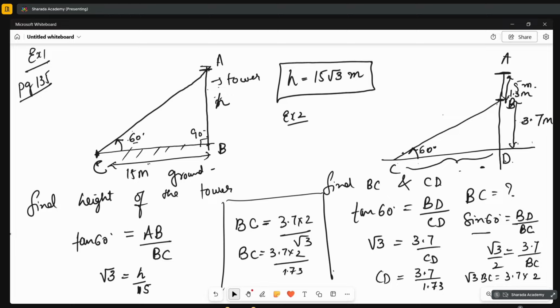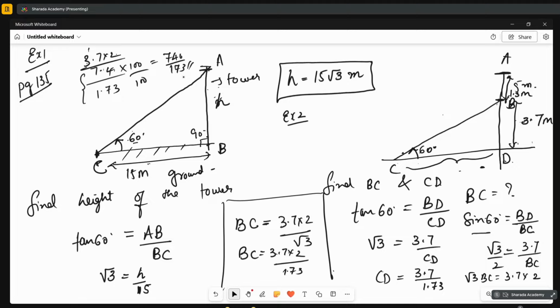This is done. Shall I clear? We'll do the next one. What you have to do, just multiply 3.7 into 2. That you know, no? 7.4. Directly divide by 1.73. How to divide? Multiply by 100 on both sides. You will get 740 by 173. You do division directly, you will get.